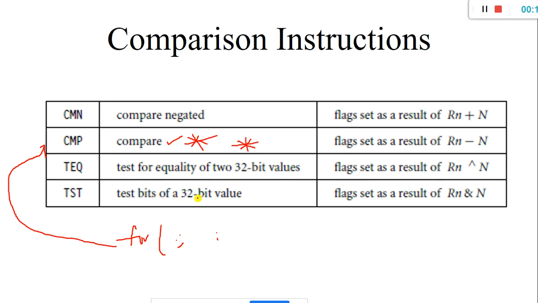Similarly, the TST instruction tests the bits of a 32-bit value. It is nothing but an AND operation between your two inputs. Now, what is the operation that is going to be performed here if I want to check whether two values are equal or not? Obviously it is the XOR operation, because when you perform XOR, just write the truth table and you will understand it here. So these are the two.